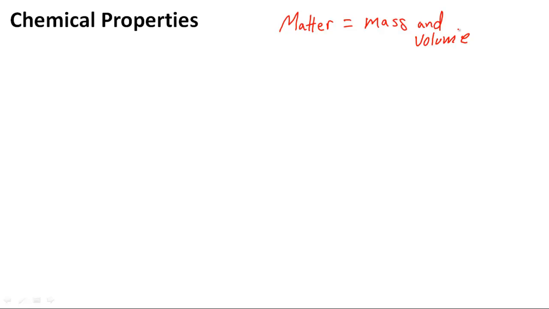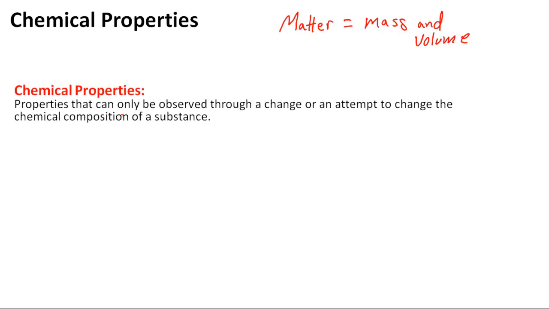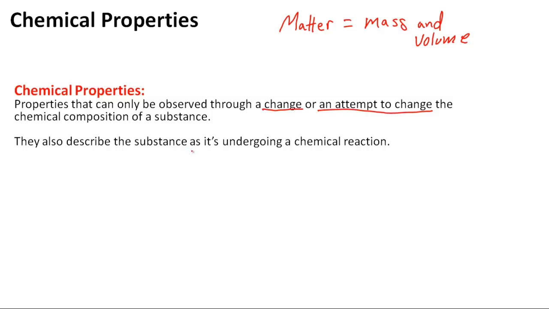So there are two types of properties of matter, physical properties and chemical properties. But right now we're just going to talk about chemical properties. What are chemical properties? Well, chemical properties are properties that can only be observed through a change or an attempt to change the chemical composition of a substance. They also describe the substance as it's undergoing a chemical reaction.